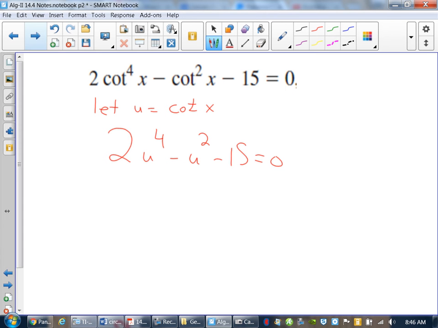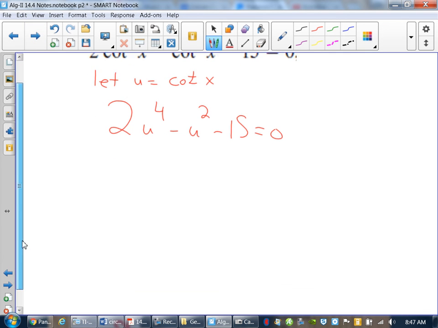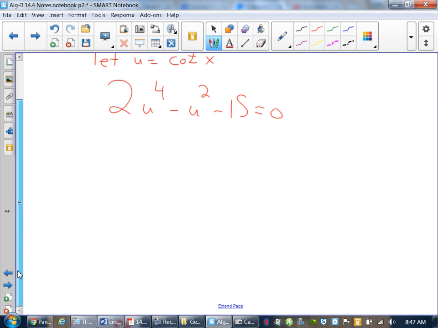So what times what is negative 30 that you add together to get negative 1? Yeah, negative 6 and negative 5. I'm sorry, negative 6 and positive 5, excuse me. So 2u to the 4th minus 6u squared plus 5u squared minus 15. And I'm setting it up to factor via grouping. You all remember how much fun that was. So now you work with GCFs.